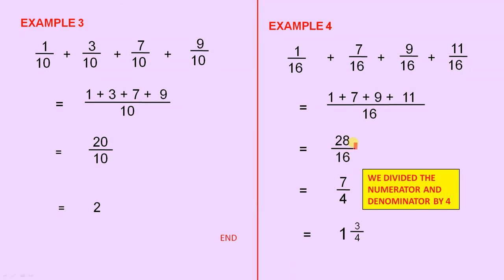Now what happens here, you can see that they're both even numbers. So if we know our tables correctly, we know that we can divide the numerator and denominator by 4 to simplify this fraction. 4 into 28 goes 7. 4 into 16 goes 4. So that's actually 7 over 4, which is 1 3/4.